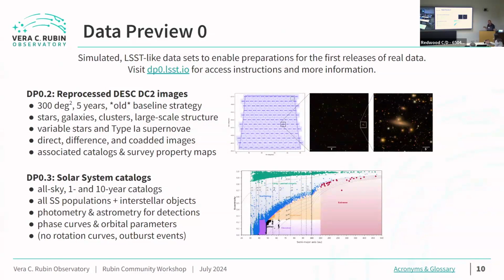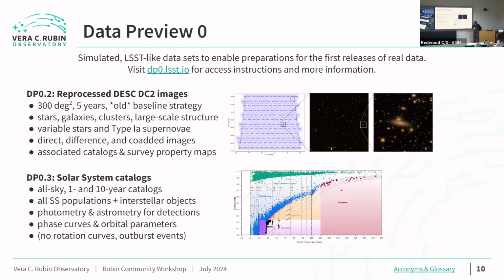we now provide solar system catalogs in DP0.3, and there's a slightly different way of accessing them. It's more or less the same. There's some minor differences, but it's an all sky catalog with 1 and 10-year catalogs for the solar system. It contains all solar system populations, and it even includes, I think, 4 interstellar objects for you to kind of hunt down. It contains photometry and astrometry for detections, as well as phase curves and orbital parameters. It does not, however, have rotation curves or outburst events.